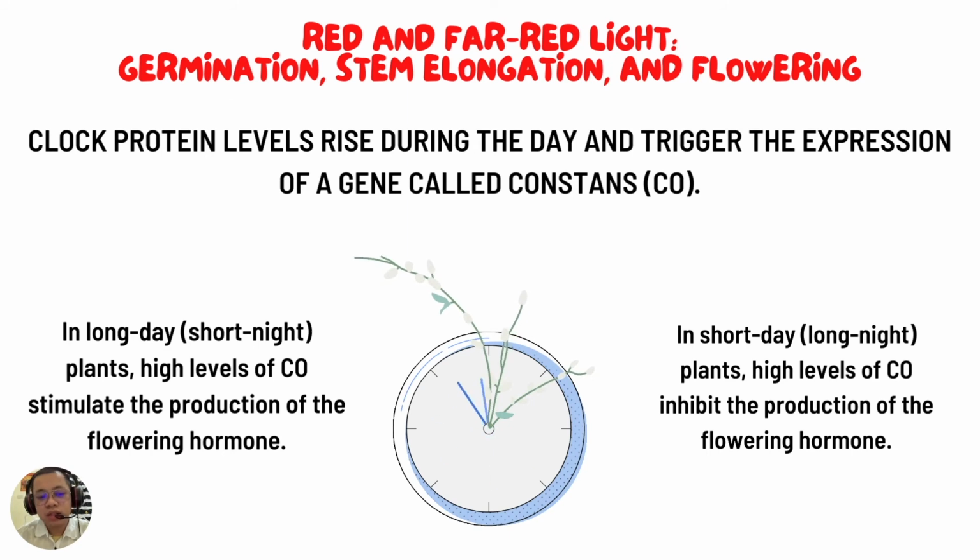Clock protein levels rise during the day and trigger the expression of a gene called CONSTANS. So this is the gene responsible. In long day or short night plants, the high level of CONSTANS stimulates the production of the flowering hormones. In short day plants, there's also a high level of CONSTANS, but it inhibits the production of the flowering hormones. That is what made the biologists differ about the long day plants and the short day plants. So we're done with the different kinds of lights. We have the blue light, the red light, and the far red light.